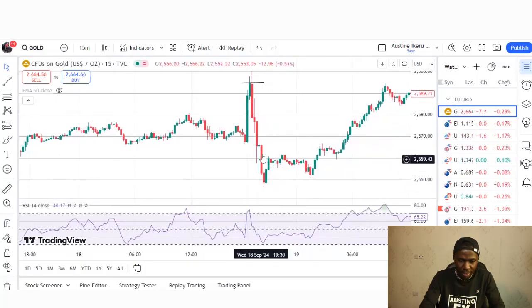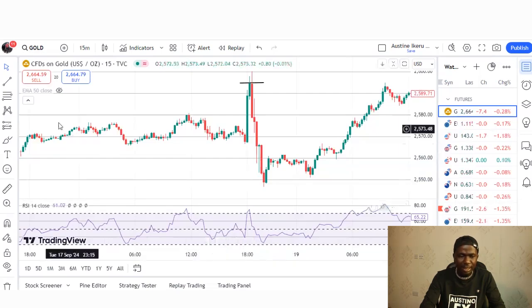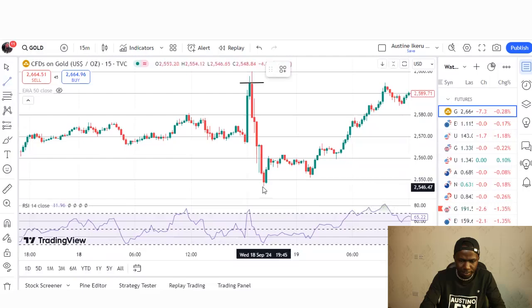So this is another one again. You can see the fast movement. You can see how long this candle is. So this is it. The RSI came very close to the oversold condition, which is the 30 mark. The RSI is very close to it. Then you can simply take what? A buy trade.